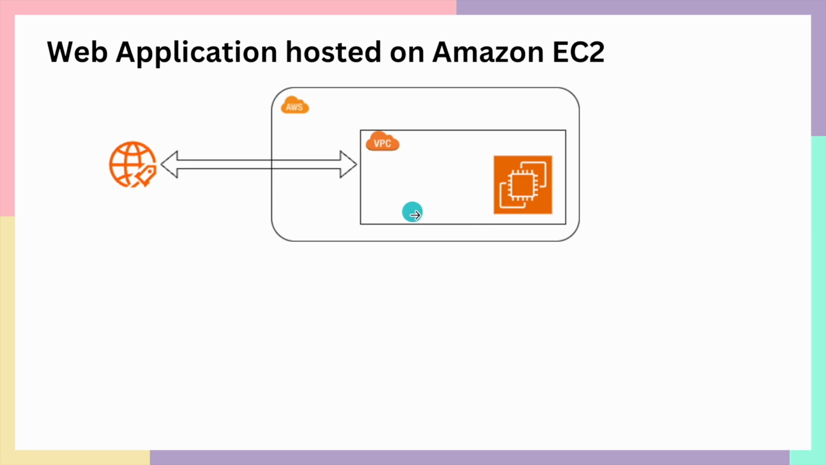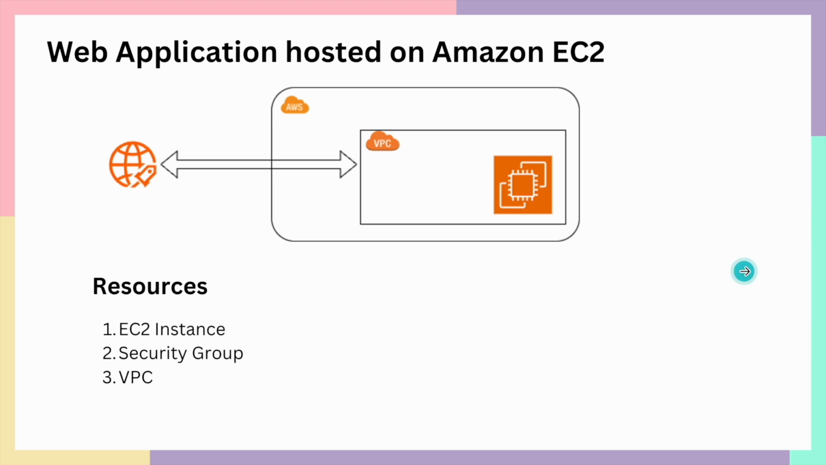Okay, so your application is hosted on EC2, and users will be able to access this application through the internet. Let's see what resources you would need in AWS to run your web application on EC2. Firstly, you would need an EC2 instance, and second, you would need a security group to define the rules like who is allowed to get into your instance and what traffic is allowed in and out of your instance. And third, you would need a VPC in which you will create your EC2 instance.